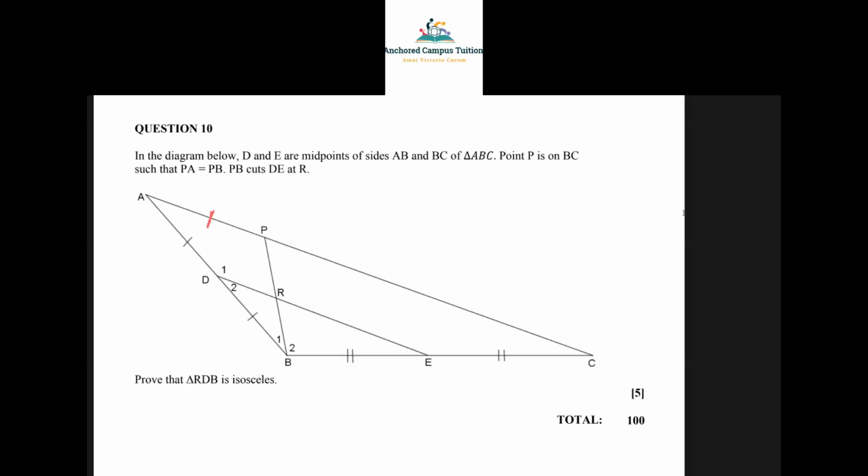Now, let's start. We are given that AD is equal to DB, and BE is equal to EC. This is given. Therefore, DE is parallel to AC, according to the midpoint theorem.